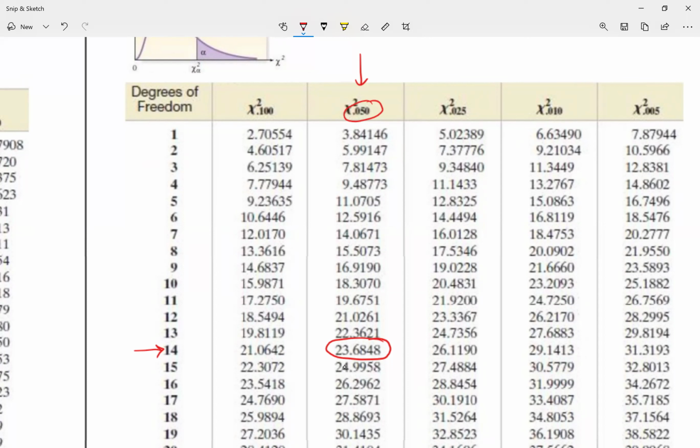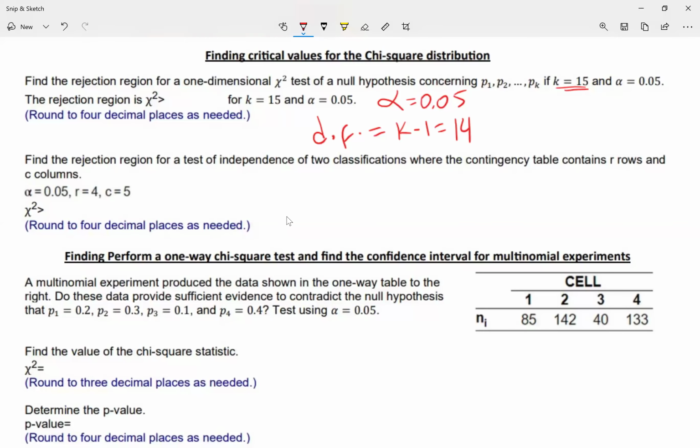So let me go back to my notes here, and I'm going to complete my answer here. The rejection region is chi-squared greater than 23.6848. That's it. That's all I got to do. Now let's take a look at my second question.